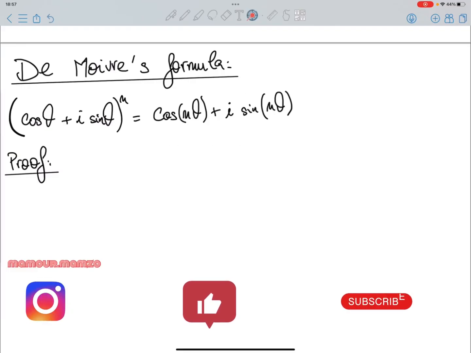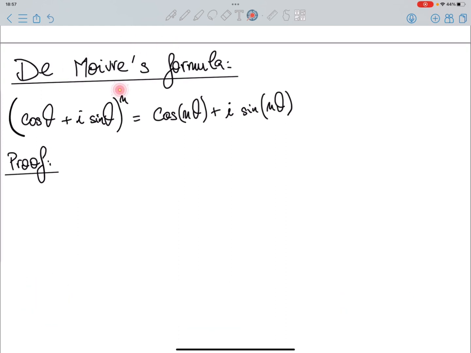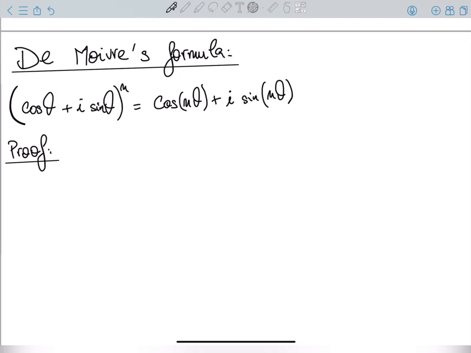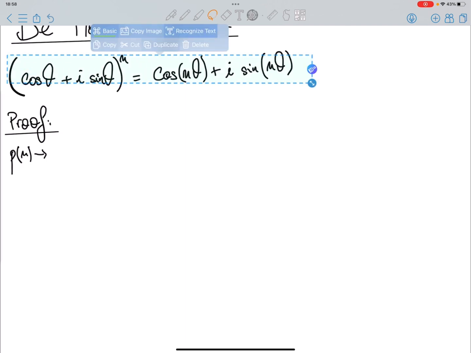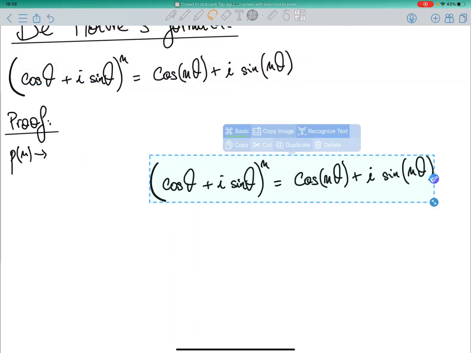Hi guys, in today's video we're talking about complex numbers and we are going to prove de Moivre's formula. It says that (cos θ + i sin θ)^n is equal to cos(nθ) + i sin(nθ). We are going to prove this by induction. Our P(n) is basically this, we can copy it down. So this is our proposition.